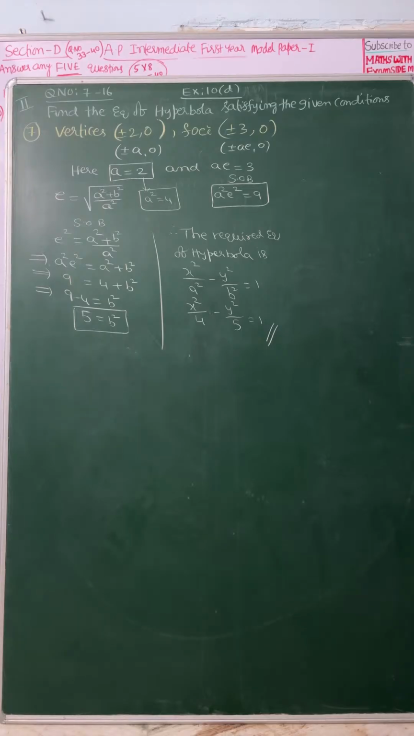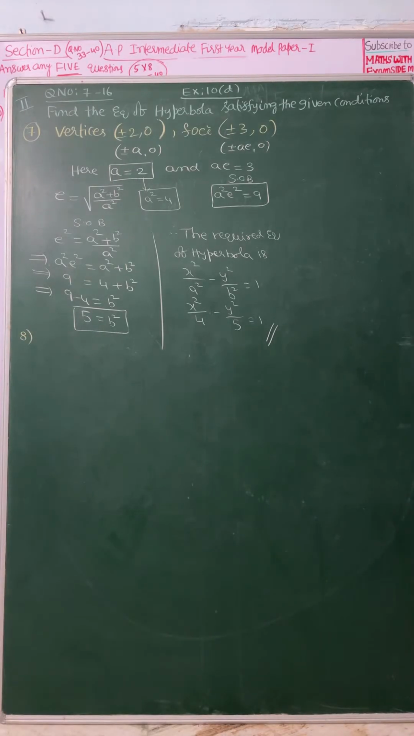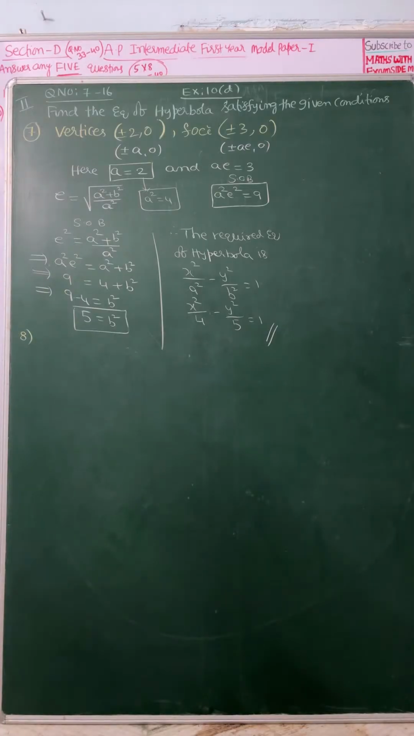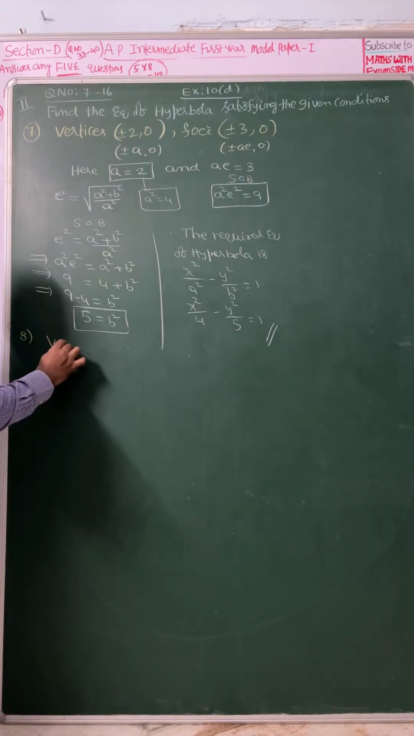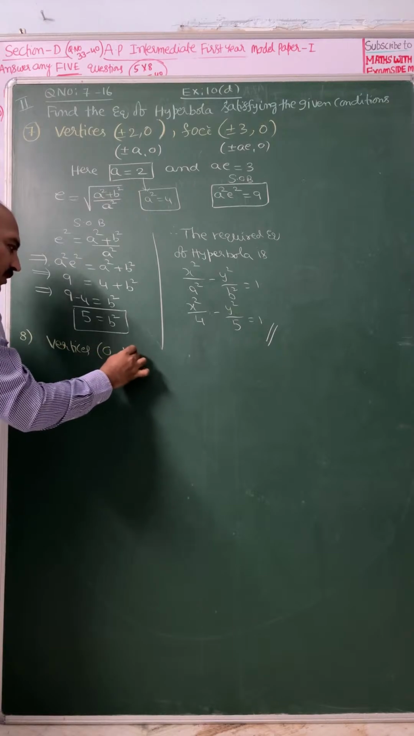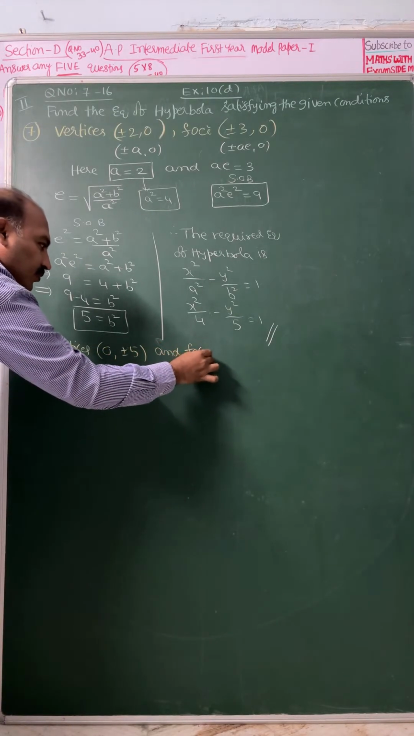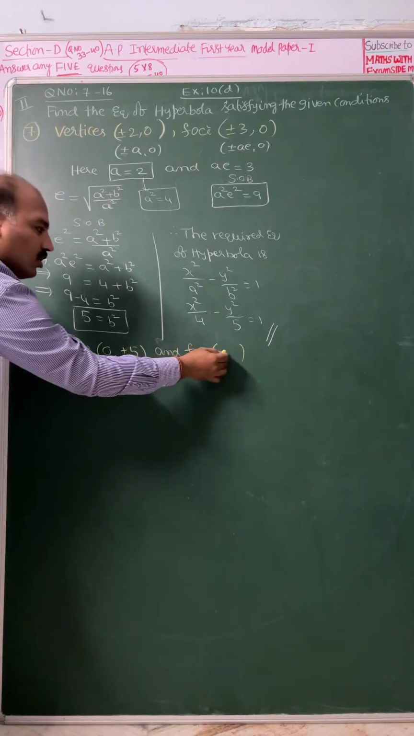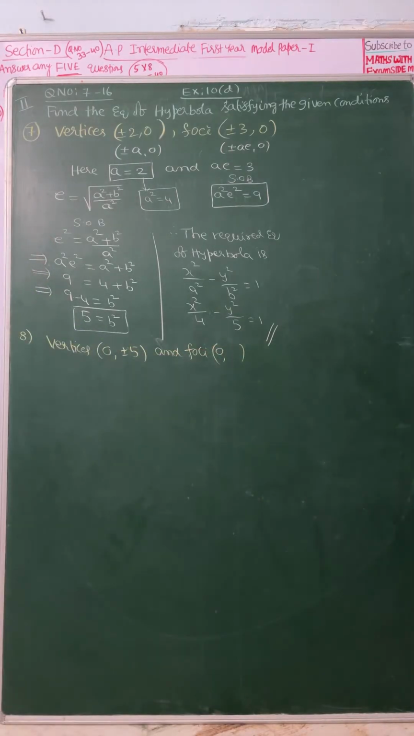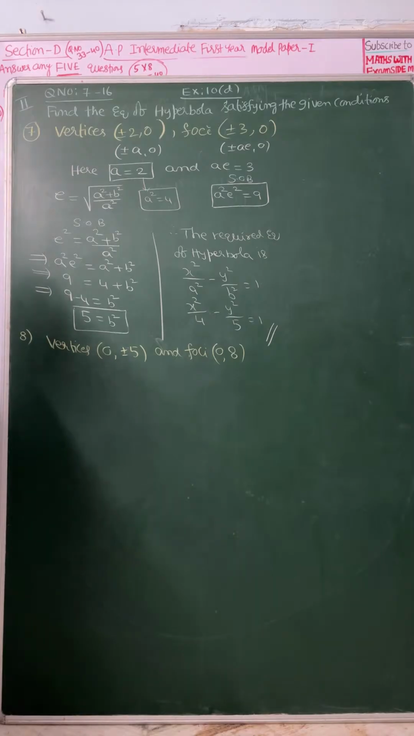Similarly, question number 8. Here, in question number 8, the vertices are 0, comma plus or minus 5, and foci 0, comma plus or minus 8. So with this information also we will do it, dear students.